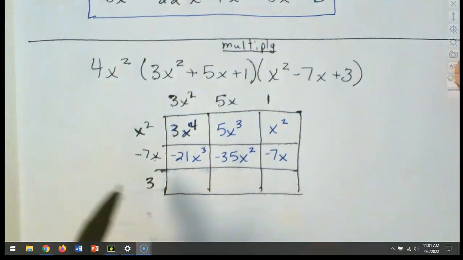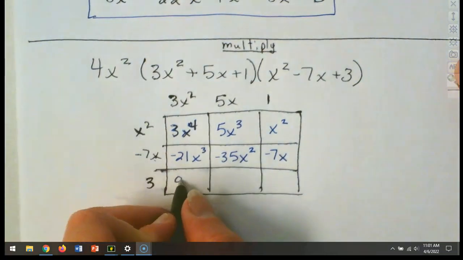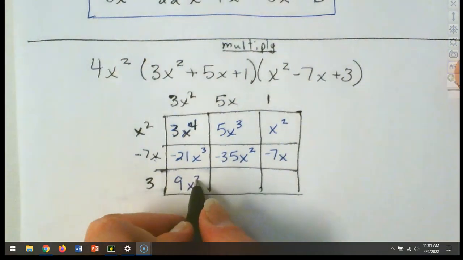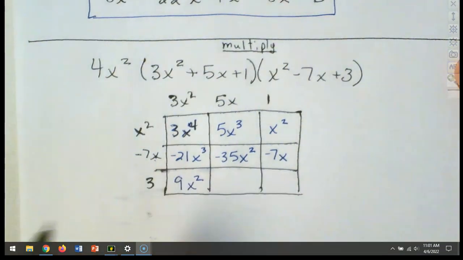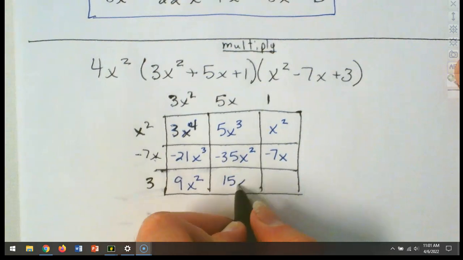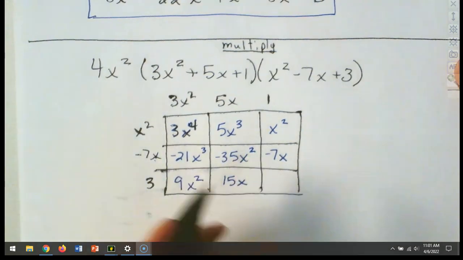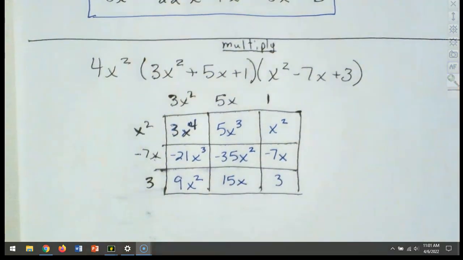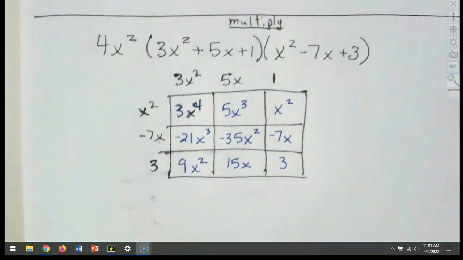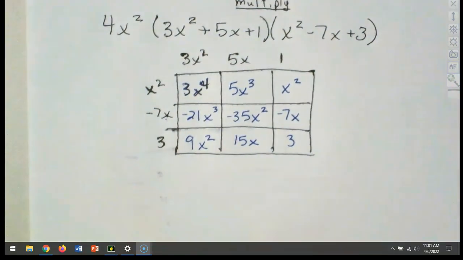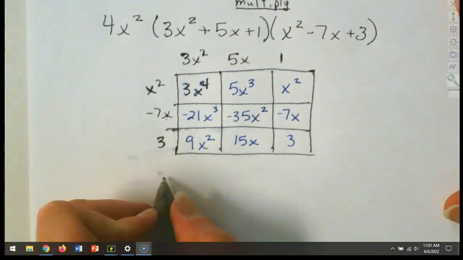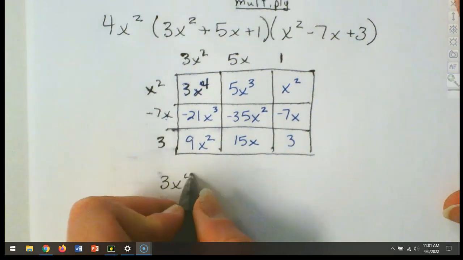And next row, we've got 3 times 3, which is 9, x squared. 3 times 5 is 15x. 3 times 1 is a 3. Okay, and so we're on the right track. Almost done here. Always start at the upper left corner and work your way to the right. So we have a 3x to the 4th.